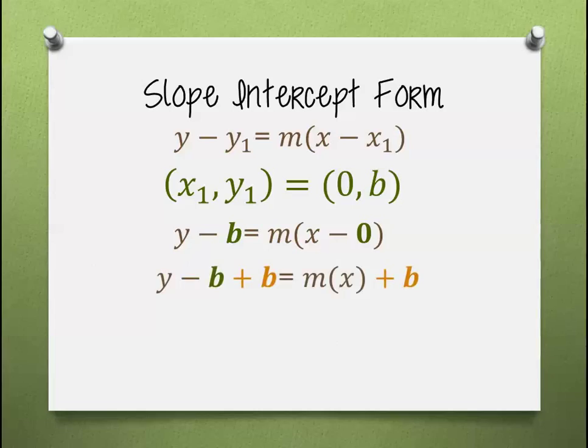If we simplify x minus 0 to x and solve by adding b to both sides, we end up with the formula y equals mx plus b, which is, in fact, the slope-intercept form. It's actually pretty interesting how all of these formulas look very similar and how they're all interconnected.